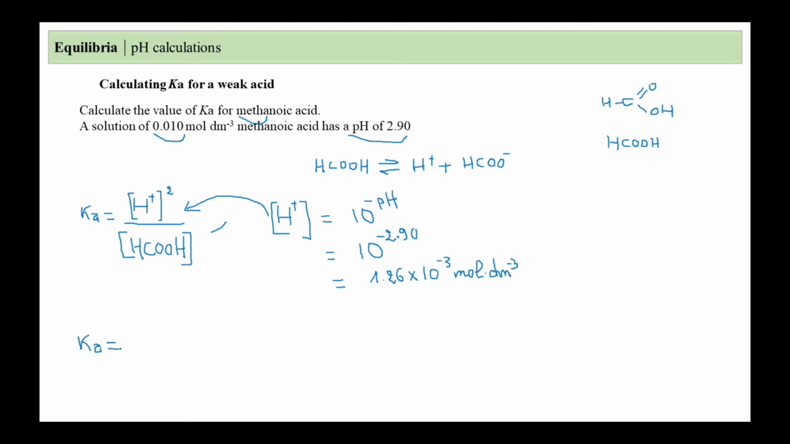So now we can calculate our Ka value. The Ka will be equal to 1.26 times 10 to the power negative 3 over 0.01, which is equal to 1.59 times 10 to the power negative 4 mole per decimeter cube. And this is how to calculate the value of Ka from the value of the concentration of the acid and the given value of the pH.